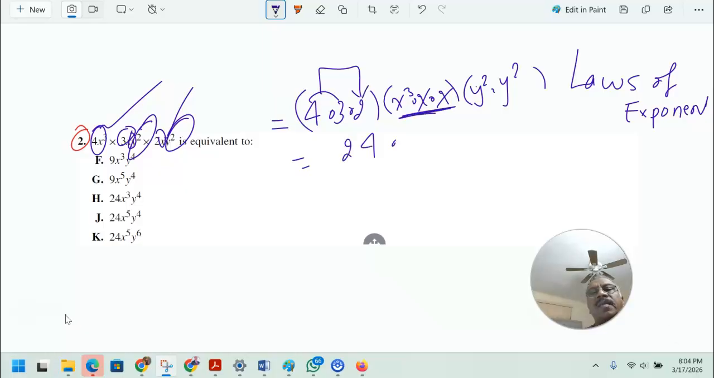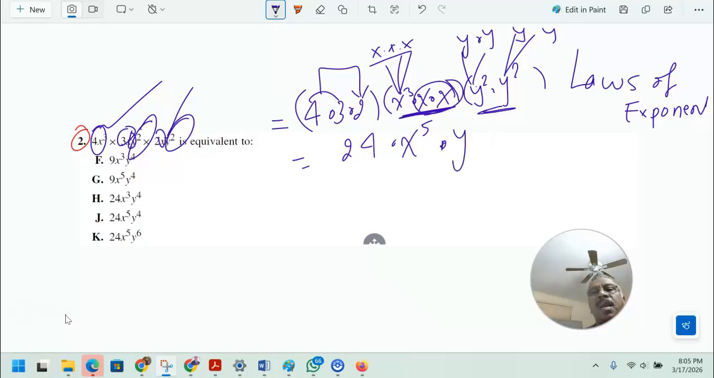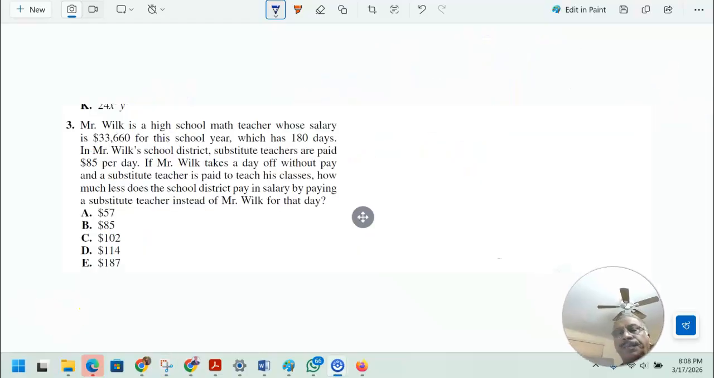And how many x's are there? This itself means there are x, x, x, right? So that means there are 1, 2, 3, and 4, 5. So that's x raised to 5. And then this y square is y, and this also y square is y. So together it is y raised to 4, and 24 x to the 5 y to the 4 is the answer.